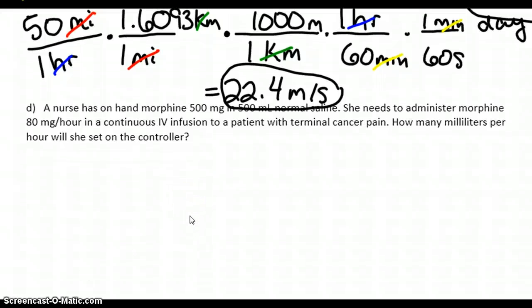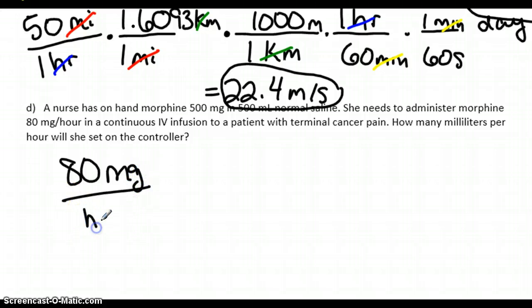So let's see. A nurse has on hand 500 milligrams of morphine in 500 milliliters of normal saline. She needs to administer morphine 80 milligrams per hour in a continuous IV infusion to a patient with terminal cancer. How many milliliters per hour should she set in the controller? Okay. So we're going to start off with what she needs to deliver. Now, in this case, it's not the first number in the problem. She needs to give 80 milligrams per hour. So that's going to come first.